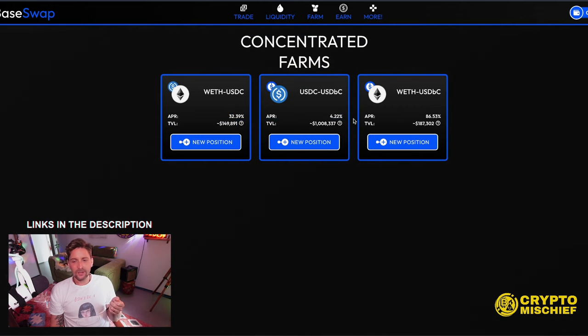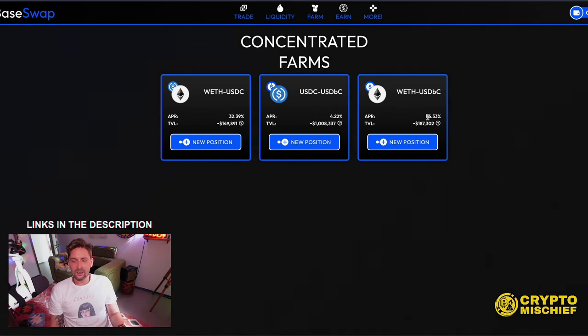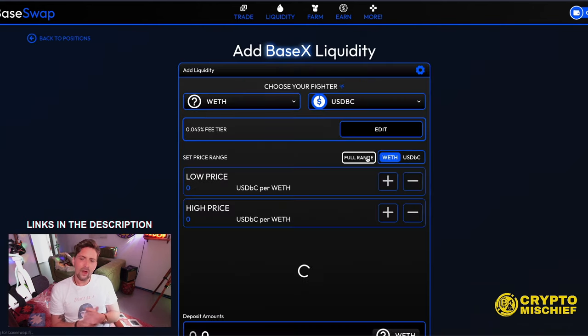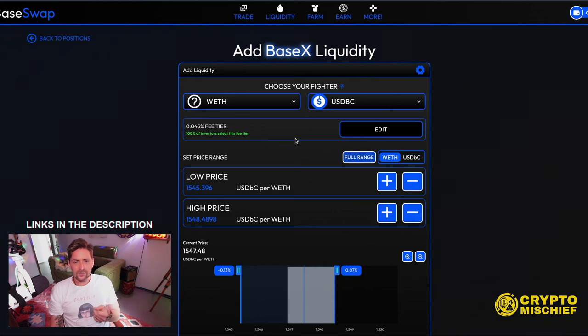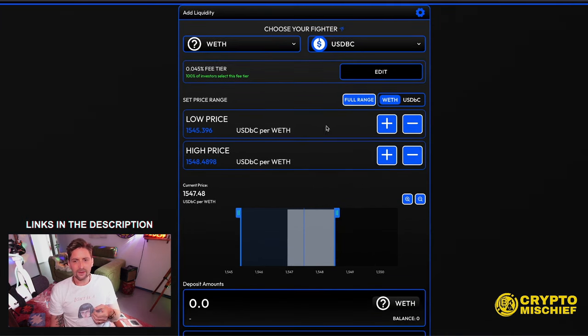APR 30%. So range it or don't range it, you're going to get roughly the same APR. Of course, this one has an APR of 86%, which must be for some reason. I wonder how that works, because you have to make your range to get the APR. If I change the range, it's going to change the APR.